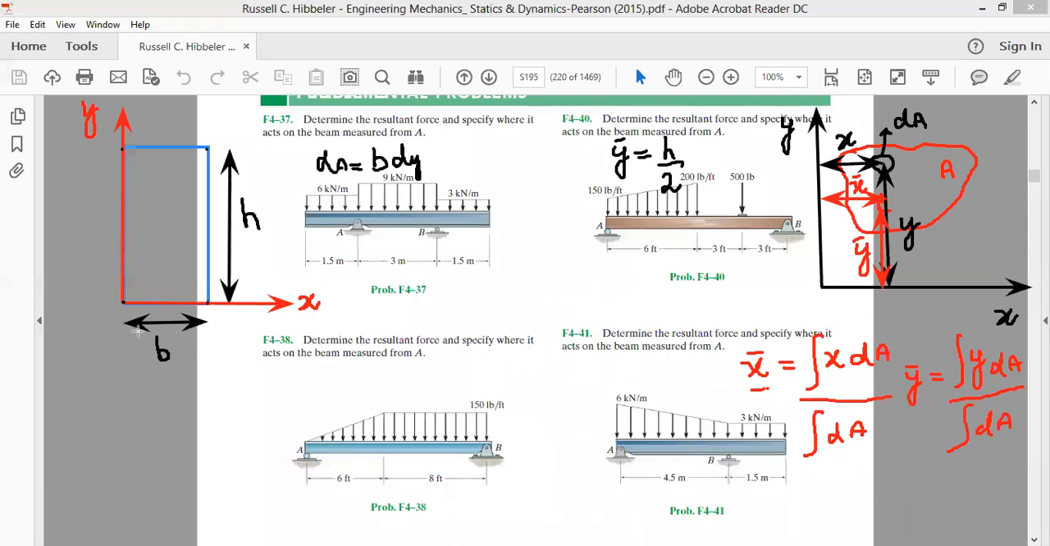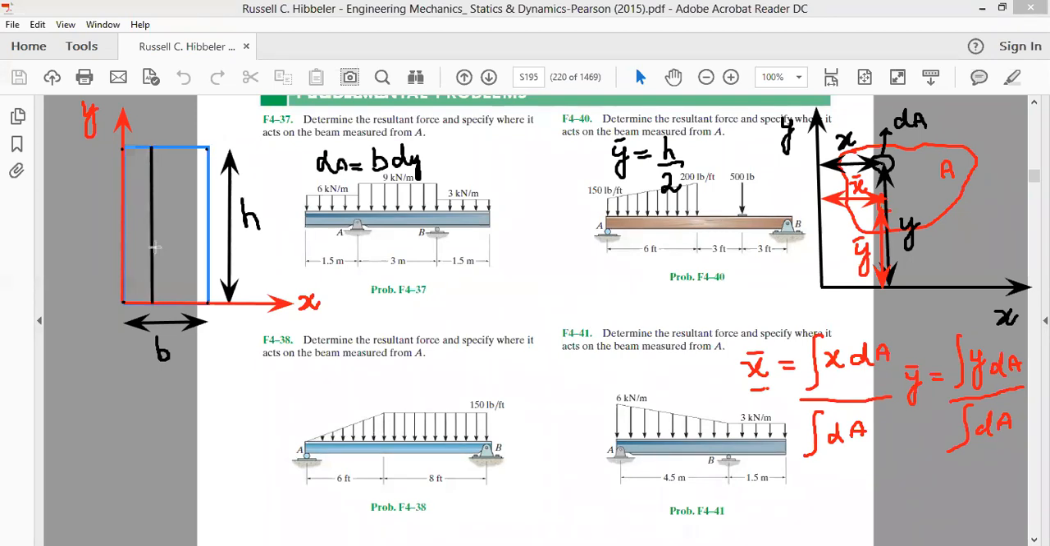In order to find the x coordinate, we have to move in this direction, so the x coordinate will be along the x-axis. The area element that we select should traverse in this direction. So in order to find the x coordinate, we'll take an area element like this.